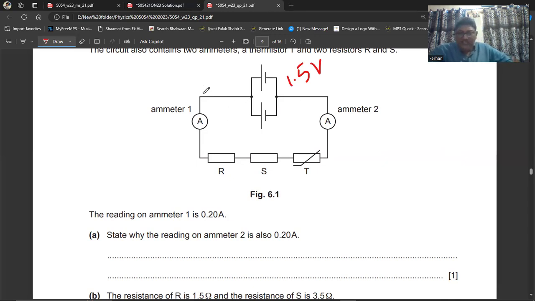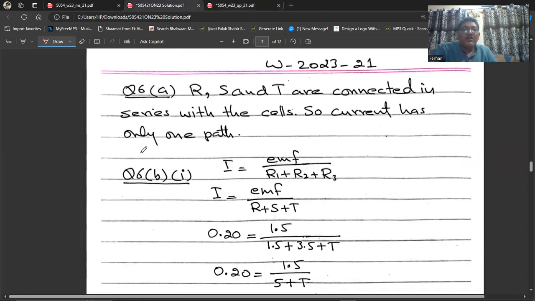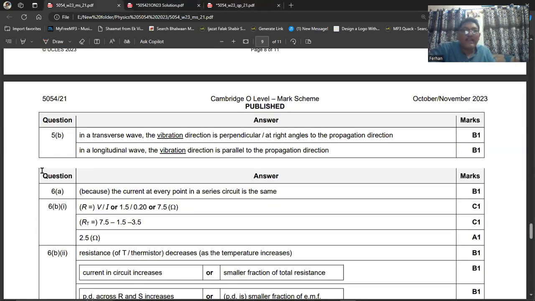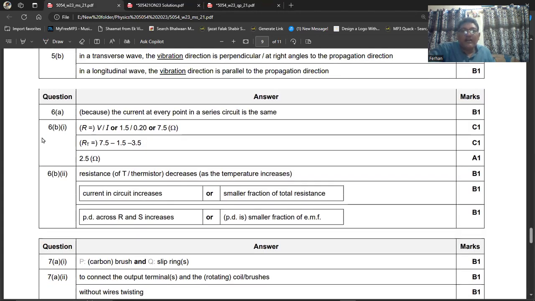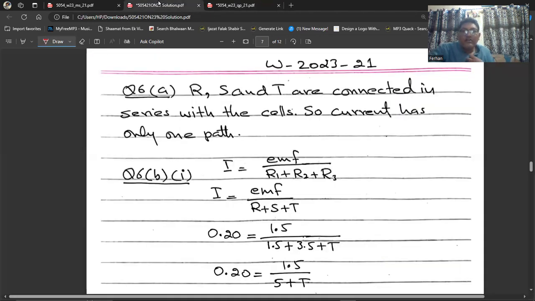So whatever amount of current comes out of the battery, the same amount of current goes back to the battery. Plus, there is only one path for the current. So whatever reading shows up on ammeter 1, the same current will show up on ammeter 2. Let me show you my written answer. R, S and T are connected in series with the cell, so the current has only one path. That's why ammeter 2 and ammeter 1 will both have the same reading. So this is my answer.